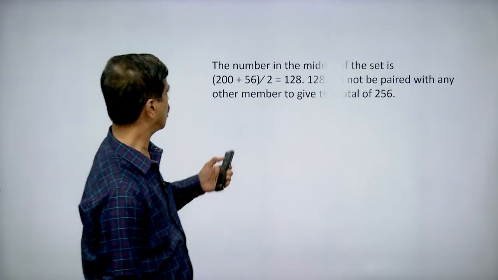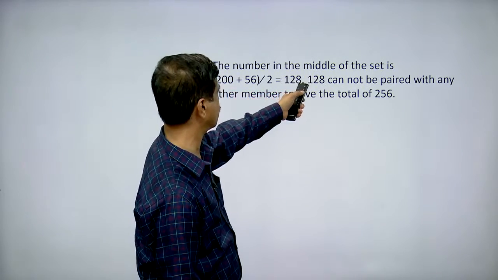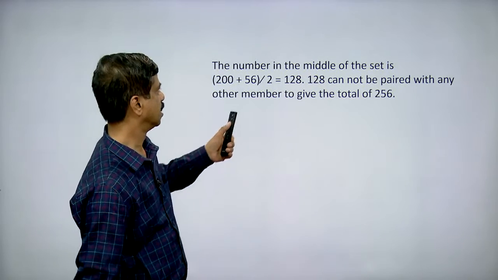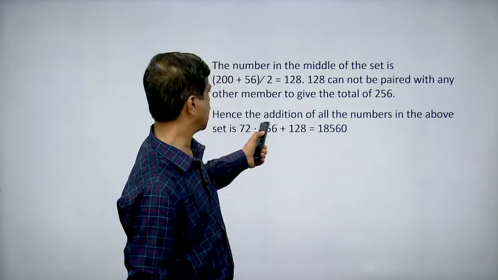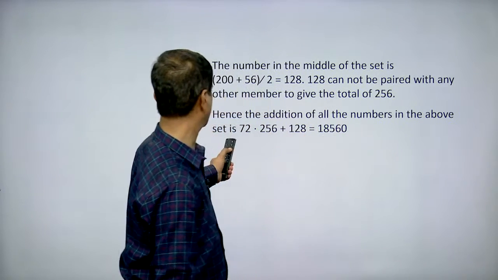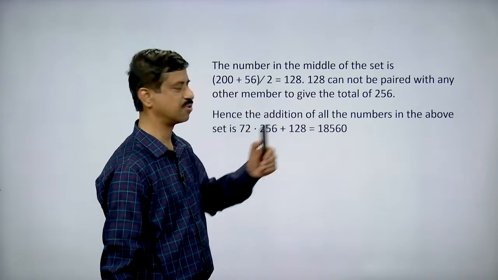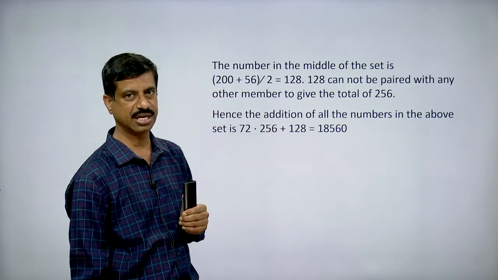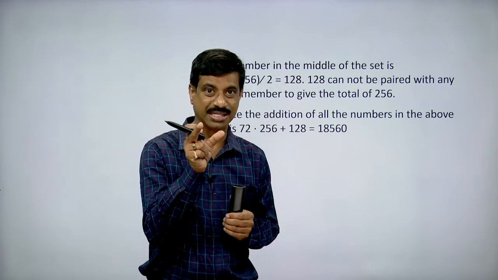So what do you have to do now? 200 plus 56 by 2 is 128. The average of those two values is 128. So now the addition of all the numbers above is 72 into 256 plus 128. We get 72 pairs.